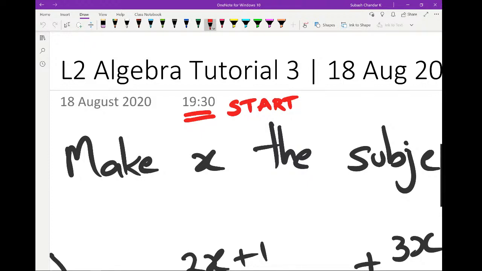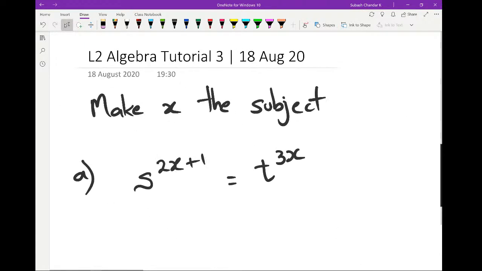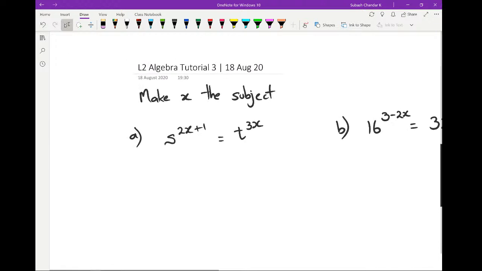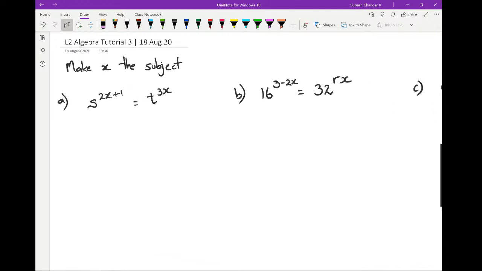Just well past 7:30. So let's actually get started, guys. So today it's a nice small group to work with. What we're going to be working on is making X the subject.